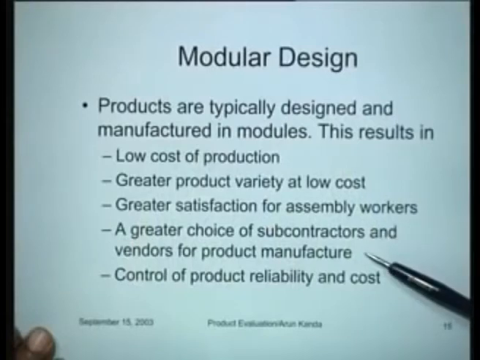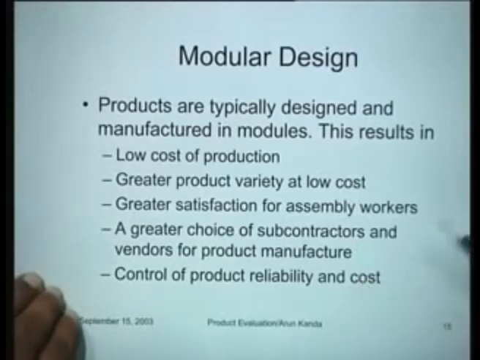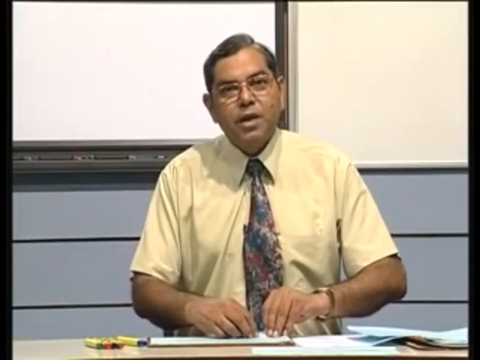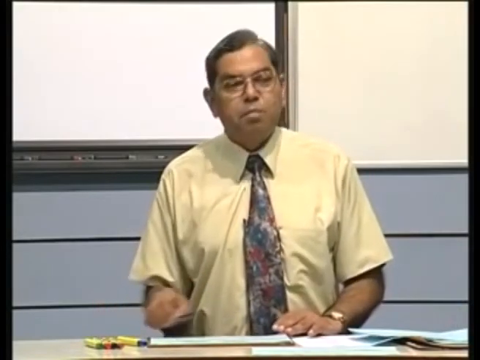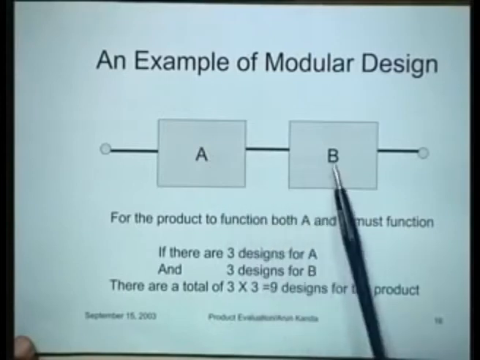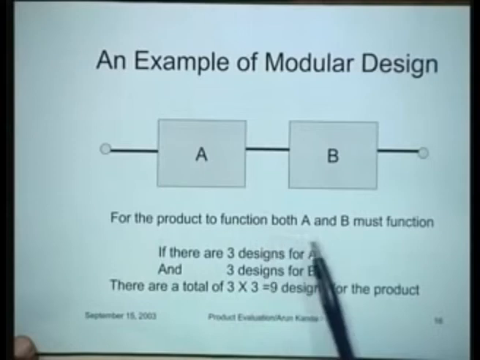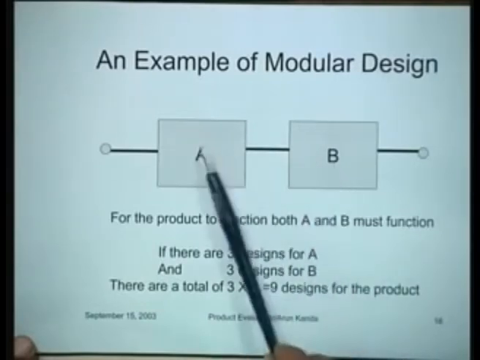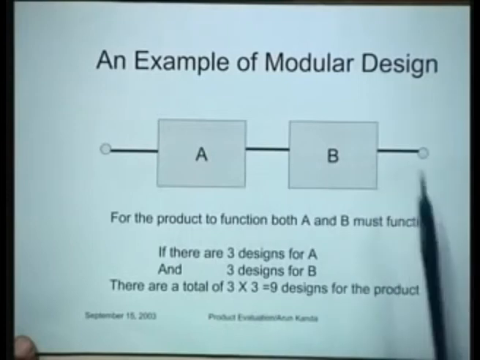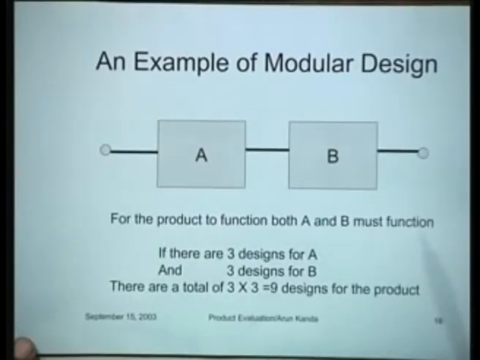That's the idea. There's a greater choice of subcontractors and vendors for product manufacture, and control of product reliability and cost can be made easier. So we'll take a small example of modular design and see how we work with it. Suppose there is a component which has two subcomponents A and B, and we are assuming that for the component to function, both A and B must function. If any one fails or both fail, then the product is a failure, right?